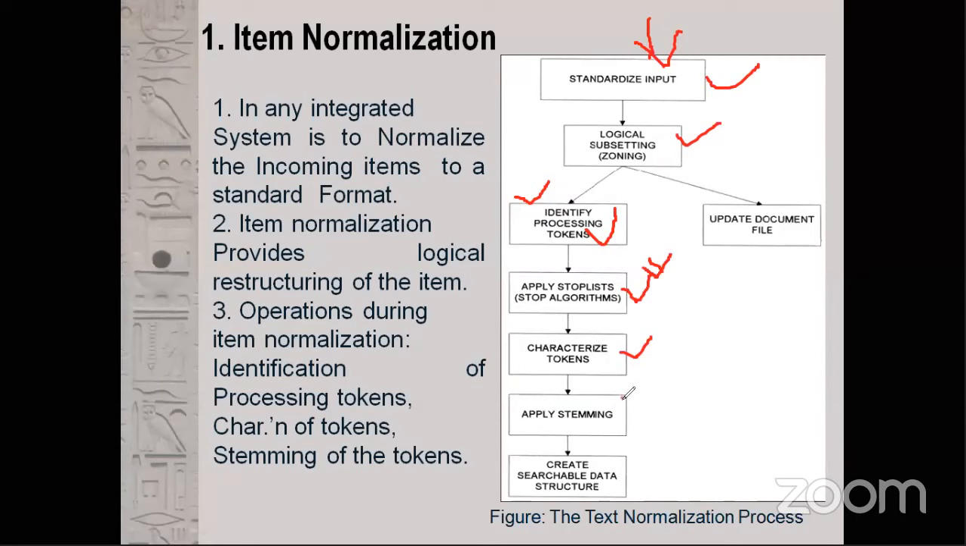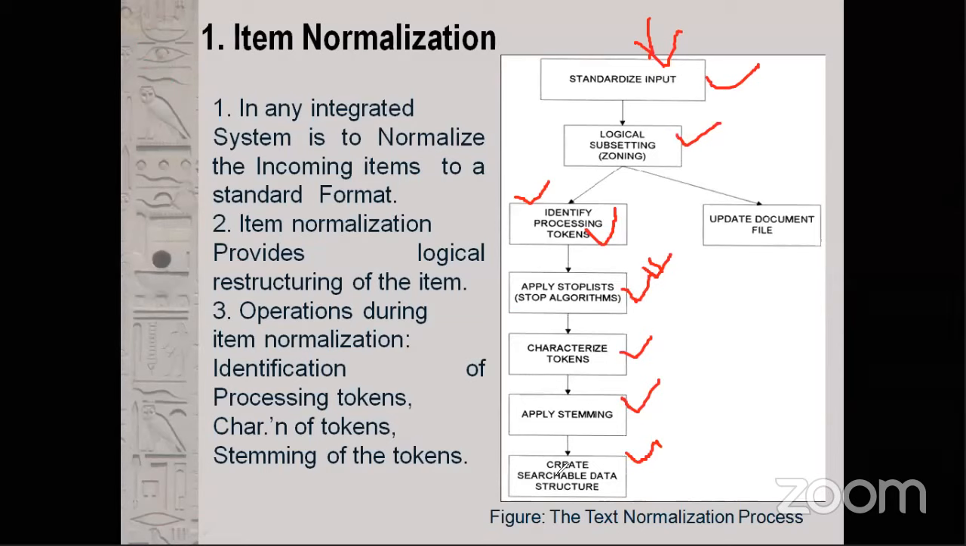After that, next I apply the stemming. In stemming, I need to consider the past tense, present tense, future tense, plural form, and singular form for those words. Once all these things are considered, with these data items or words I need to create a data structure. That data structure may be used in future for your searching process. That is called item normalization. This is the first functional aspect of your information retrieval system.